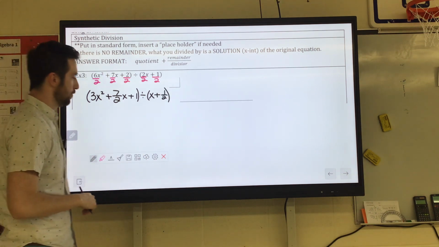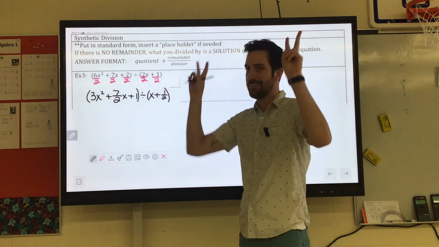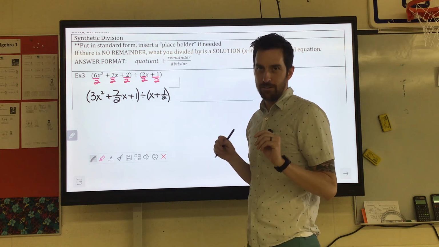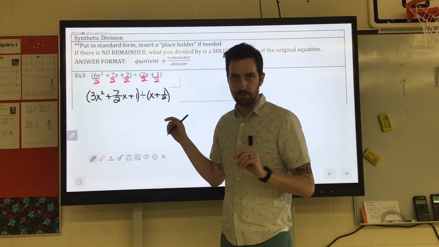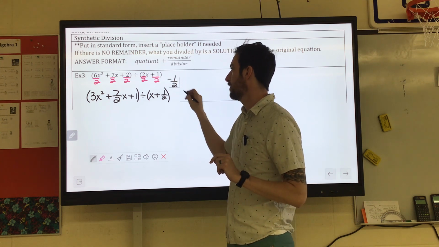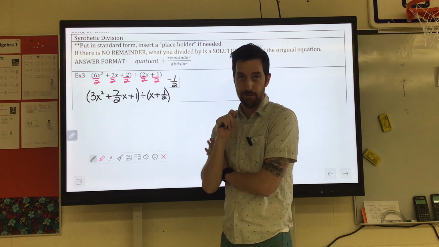So here's how you work it with synthetic division. In the box, you're going to write the 0. It just is the opposite of what it looks like. So if I'm dividing by x plus 1/2, in the box, I'm going to put negative 1/2. Right? So if it's plus, put a negative up there. If it was minus, you'd put a positive up there.